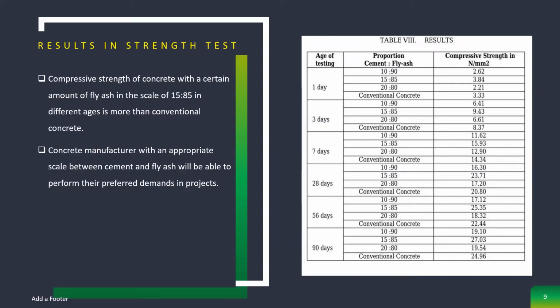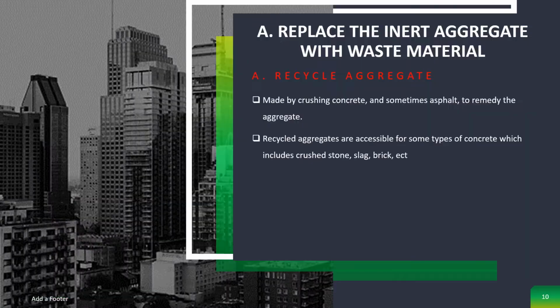Next, the result in the strength test. The compressive strength of concrete with a certain amount of fly ash in the scale of 15 to 85 at different ages is more than conventional concrete. Concrete manufacturers with an appropriate scale between cement and fly ash will be able to meet their preferred demand in a project. We can look at the example for 28 days. There is a 15 to 85 proportion for cement to fly ash, and the compressive strength is 23.71, which is higher than the others.